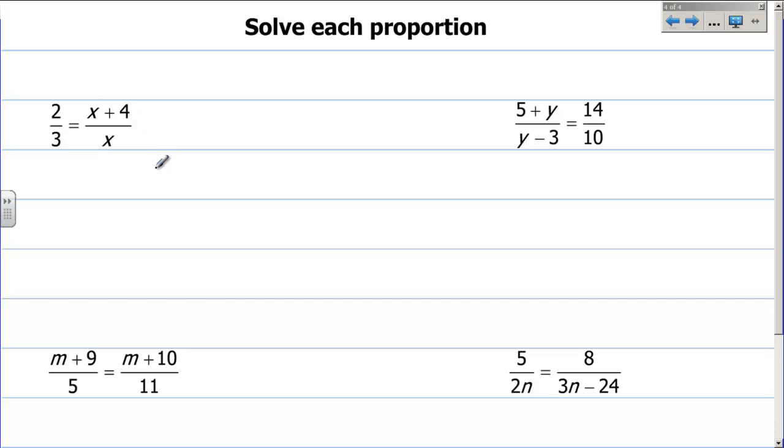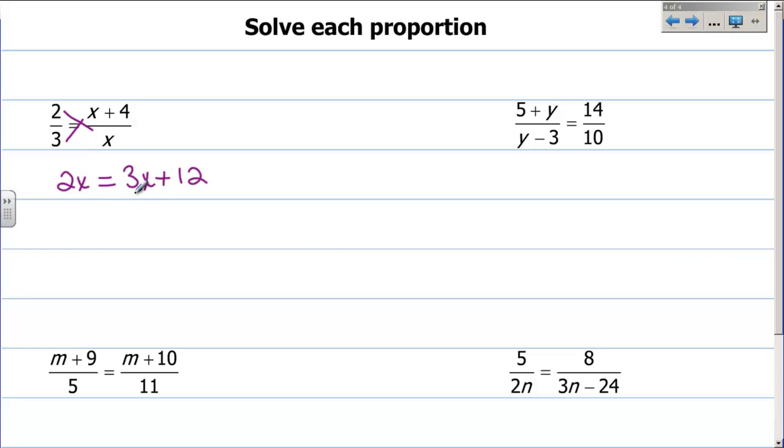Here is what I meant when I said scale factor was not always going to be the perfect way to do this, because you have an x here and an x here. So we've got to get used to writing the equation. We're going to cross multiply. 2 times x is 2x. And then I have to do 3 times all of this, so it's like a distributive property problem. 3 times x is 3x, and 3 times 4 is 12. So I now have an equation that I can solve.